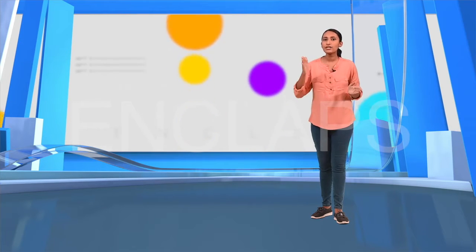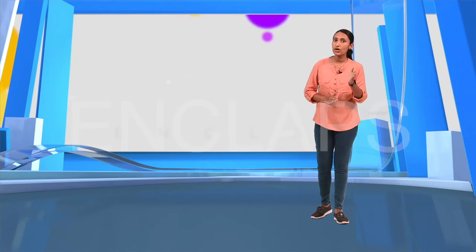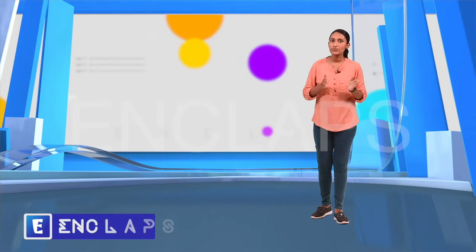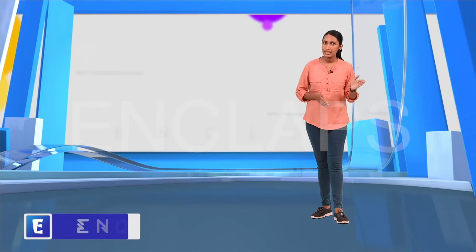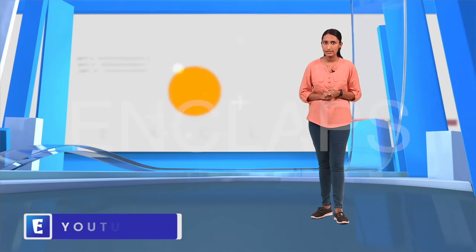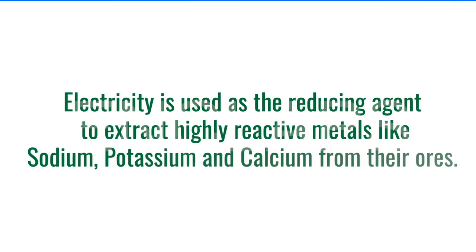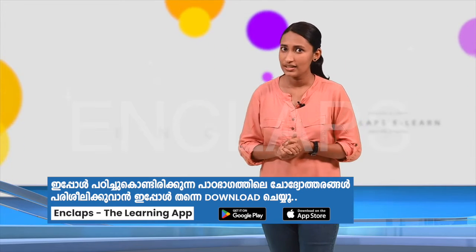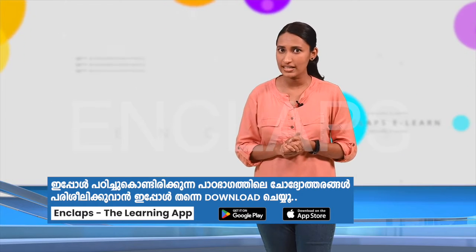Now the second step of the extraction is the reduction of the oxide. The process of extraction of metal from the oxide is the reduction. During the production of metal, electricity, carbon, etc. can be used as reducing agents. Okay? So electricity is used as a reducing agent to extract highly reactive metals like sodium, potassium and calcium from their ores. So now, do you have a clear idea about the second stage of metallurgy, that is the extraction of metals from concentrated ores?